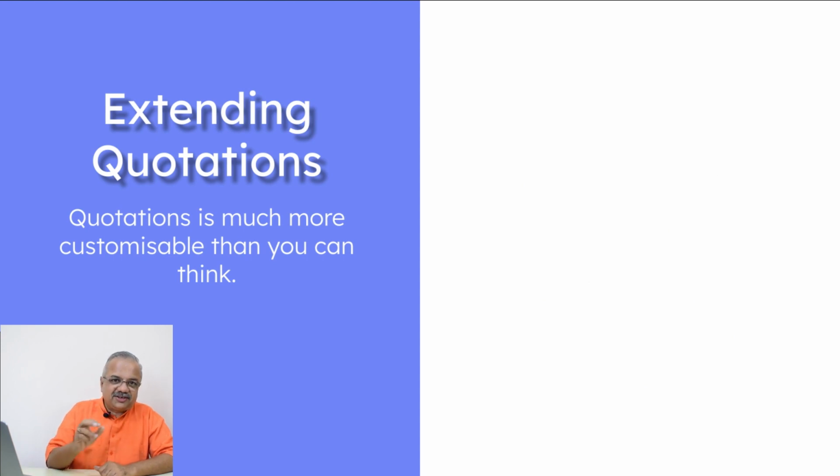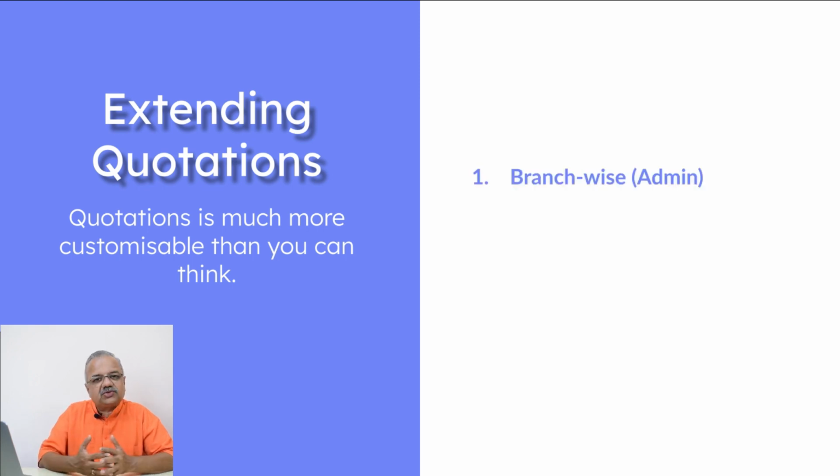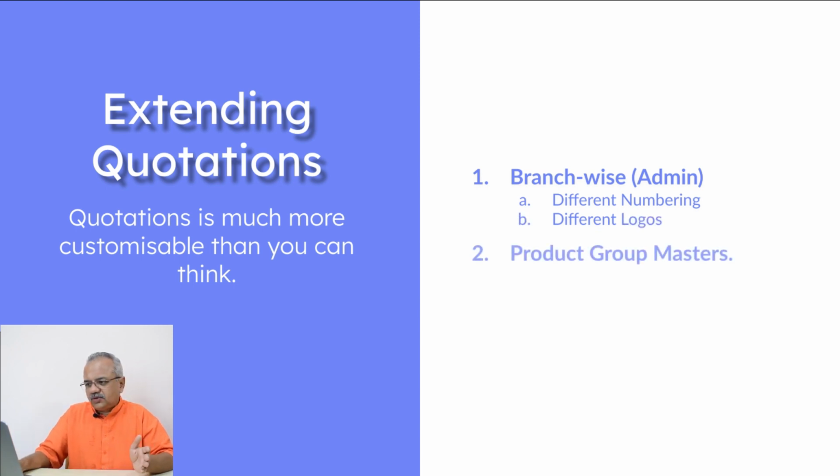Let us learn something more about a quotation before we see the quotation. What else is there? You can keep different formats or systems for branch wise quotations. What is important about branch wise quotations? One thing is your numbering system changes according to the branch. Branch wise logos would be different. All this will be managed. The branch management system is from admin. You will have to ask the administrator to change it.